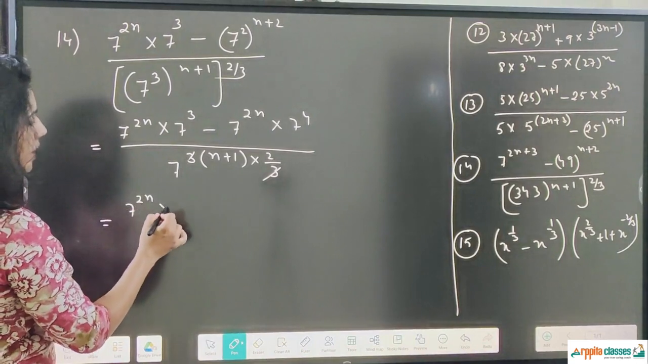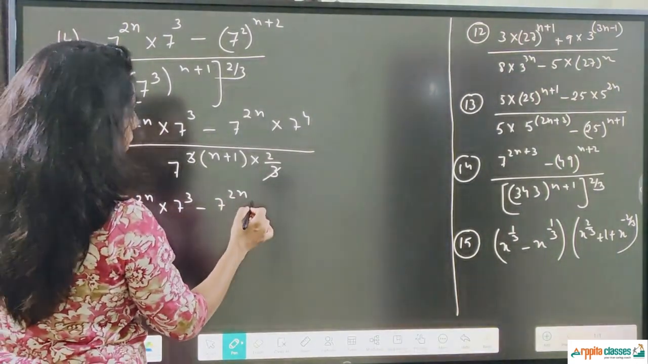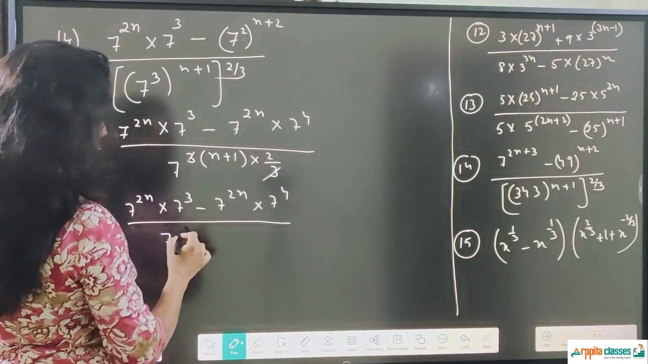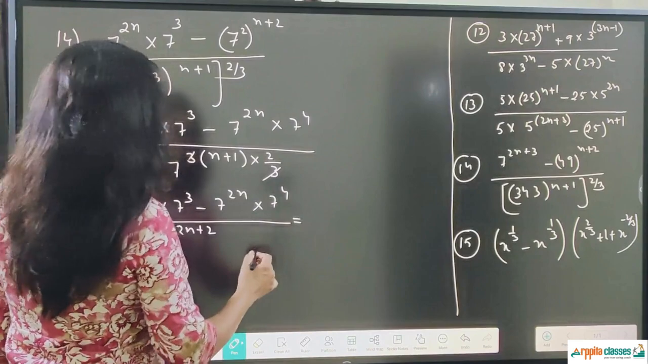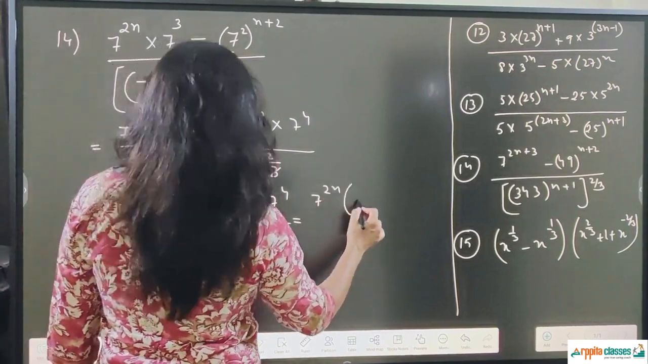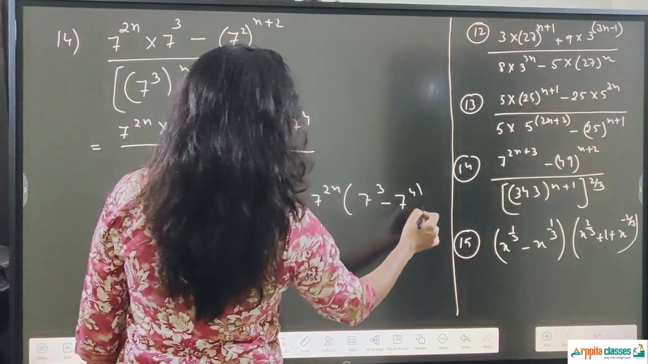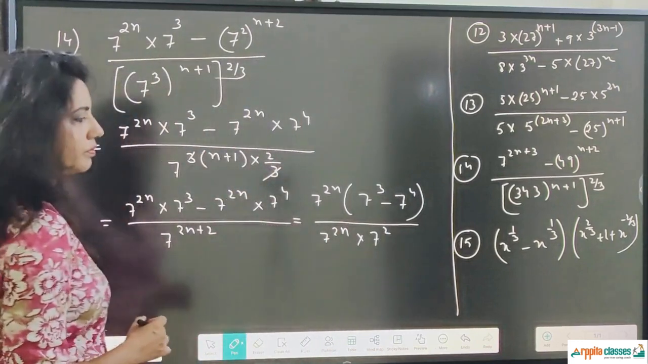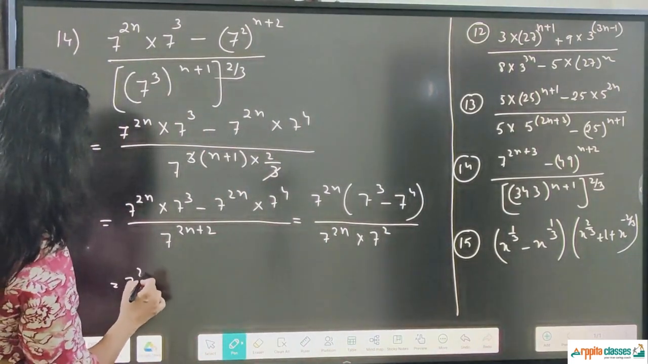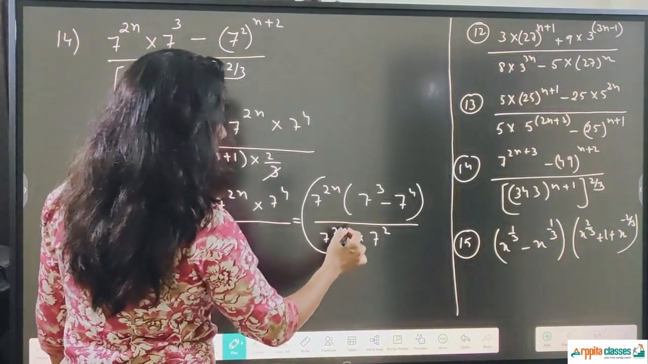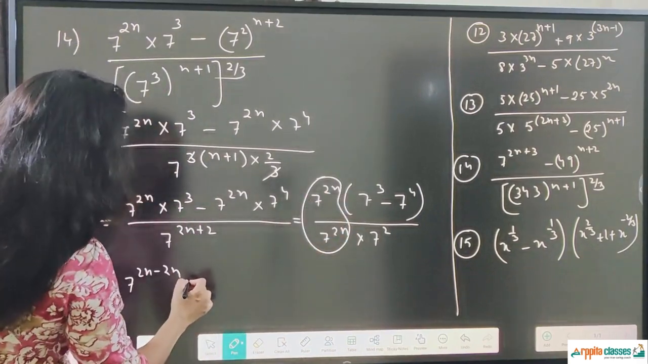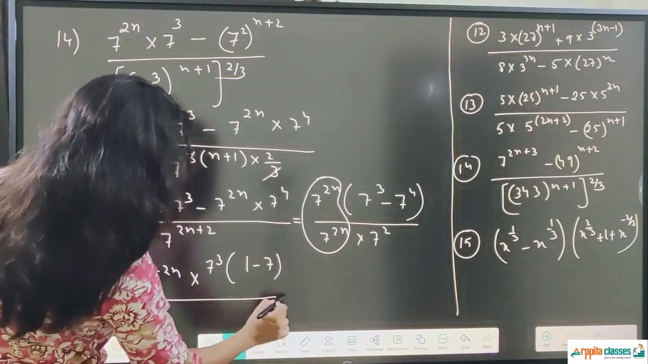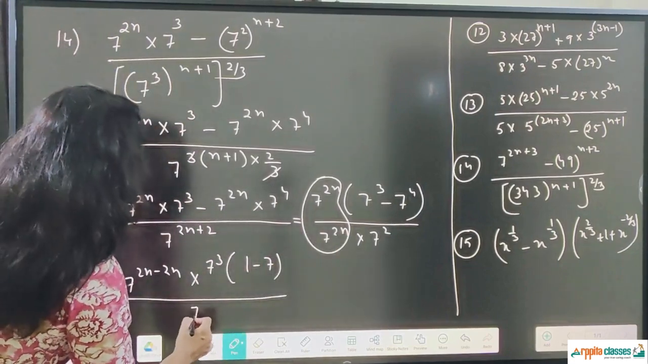So this is 7 to the power 2n into 7 to the power cube minus 7 to the power 2n into 7 to the power 4 divided by, here you have 7 to the power, this is 2n plus 2. So this is, from here I will take 7 to the power 2n common, so it is 7 to the power cube minus 7 to the power 4 divided by, this is your 7 to the power 2n into 7 to the power 2. Now, this is 7 to the power 2n minus 2n from these two parts, we got 7 to the power 2n minus 2n. From here I can take again 7 cube common, so it will be 1 minus 7, and from denominator we have 7 square, so I have written 7 square over here.